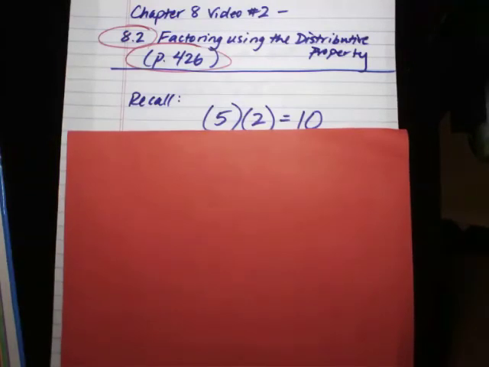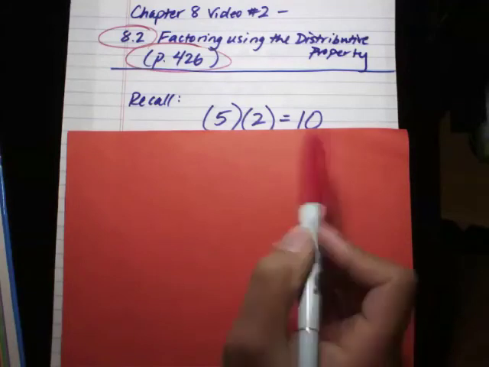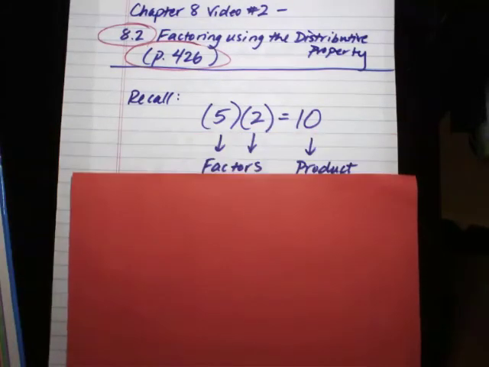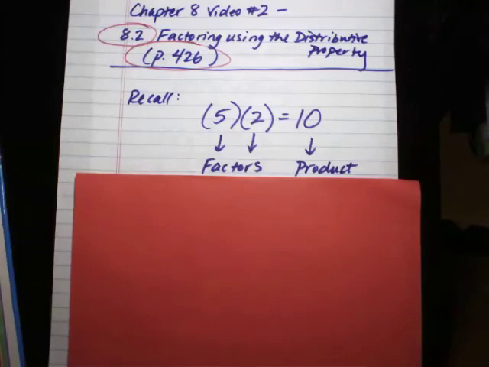Okay, recall when you're multiplying two numbers together, what you get is a product. Okay, so I want to go over some vocabulary. You have your factors, the numbers that you multiply together, and then you have your answer, and that's called the product. And this is the same if you were looking at monomials or binomials and polynomials.